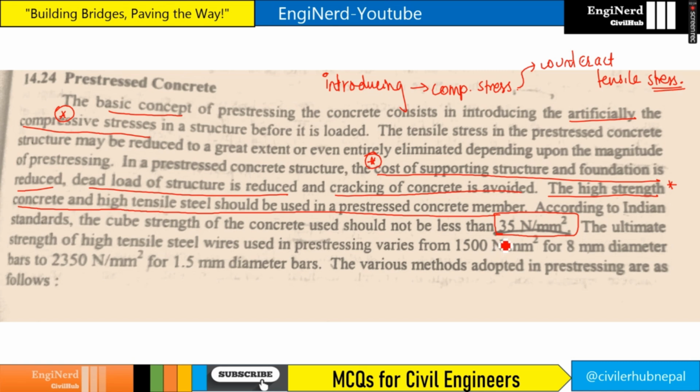The ultimate tensile strength of high tensile steel wires used in prestressing varies from 1500 Newton per mm square for 8 mm diameter to 2350 Newton per mm square for 1.5 mm diameter bars. So we need to use high strength concrete as well as high tensile steel wires. If we use low tensile stress wire, then the loss of prestress will take off all the strength of the wire. Let's go to the next slide.